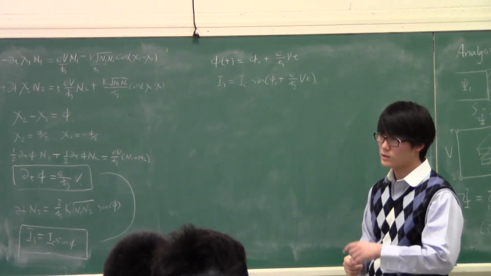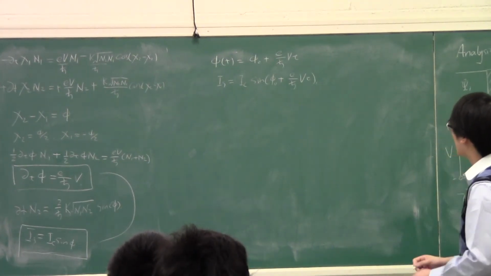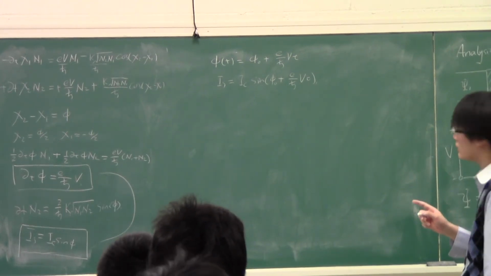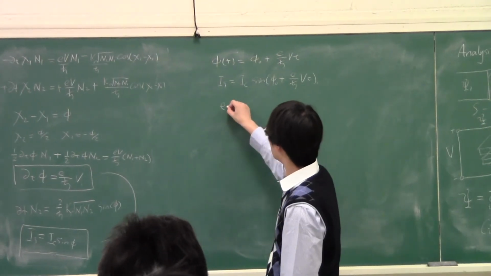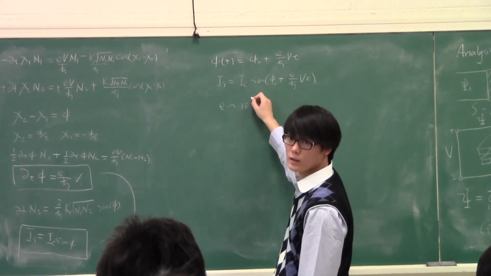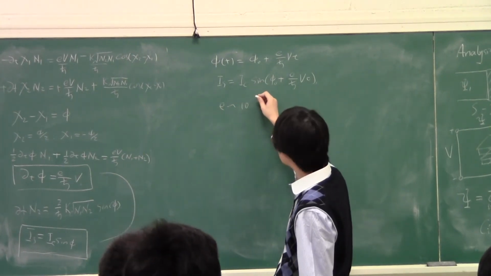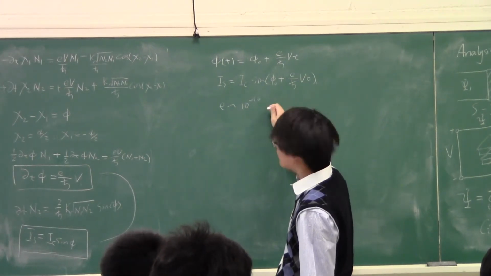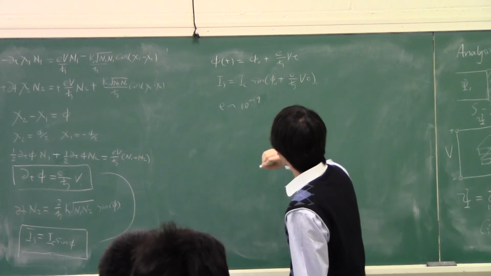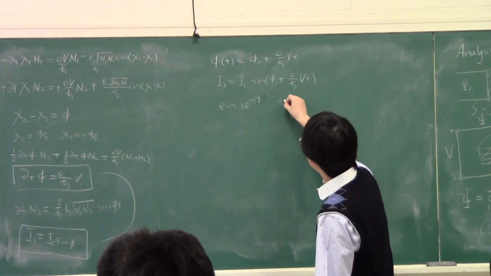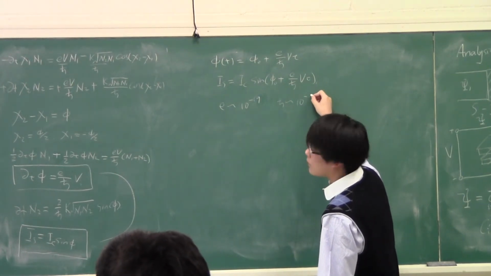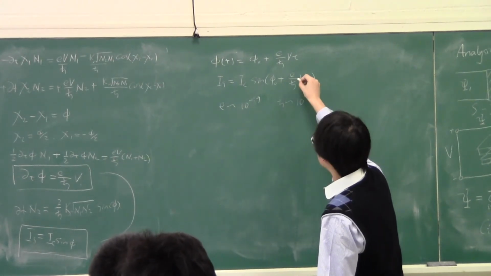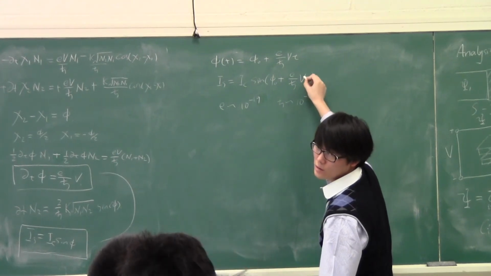So it looks like we have a sinusoidal current, and this phi naught doesn't really make any difference, just a phase. But if you think about the magnitude of things here, what is e? This is 10 to the minus 19. And what is h bar? 10 to the minus 34. So this is an extremely large number for small V.